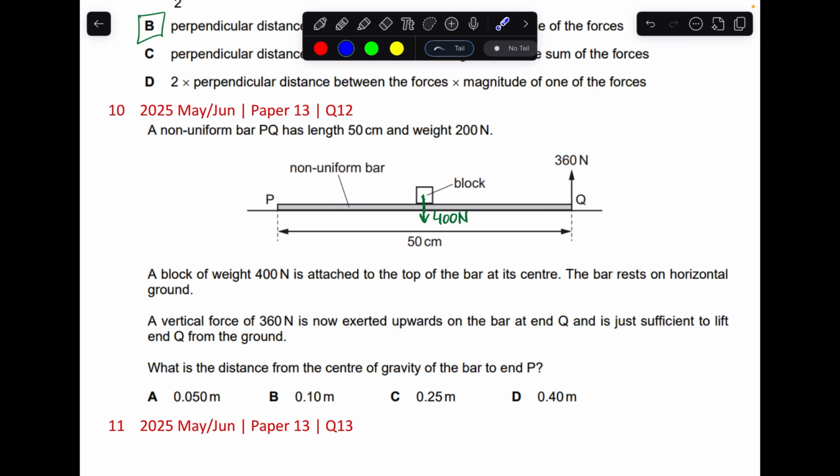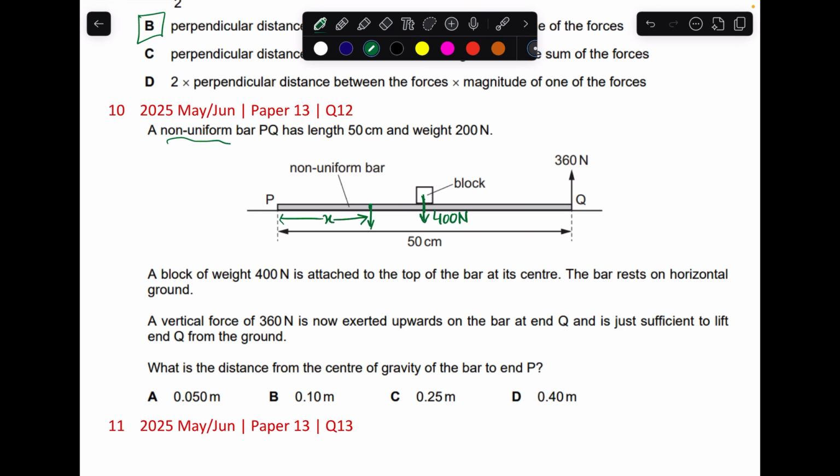You have to tell this thing from the center of gravity. The center of gravity can be anywhere, we don't know where it is because the rod is non-uniform. So we can imagine any point, let's suppose it is at this point somewhere, and I can name this distance as x from P, and that is what you have to find.